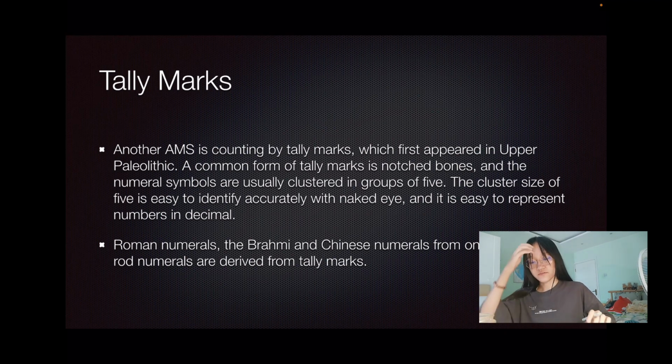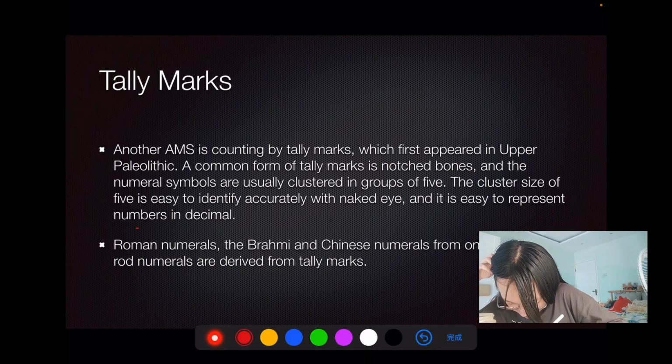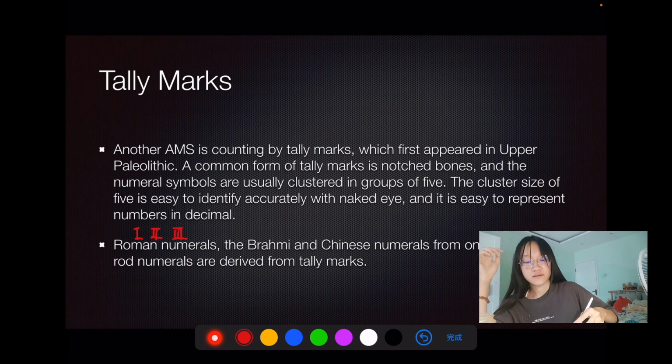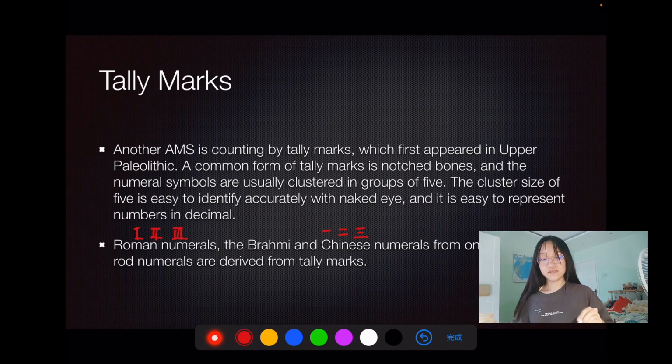So for example, the Roman ones, we expressed 1 with 1 stick or an I, and for 2 it's like this, and for 3 is 3 sticks or 3 scratches. And also in Chinese, we have 1, 2, and 3. So these are all derived from those little scratches and those rods we use to memorize numbers.